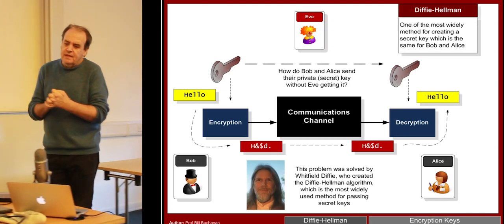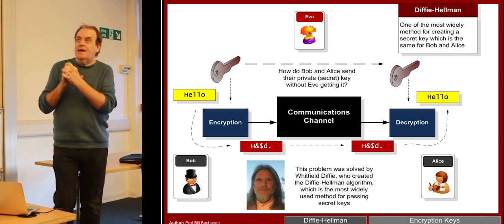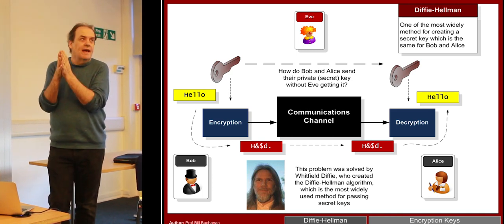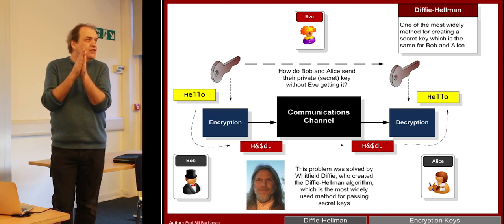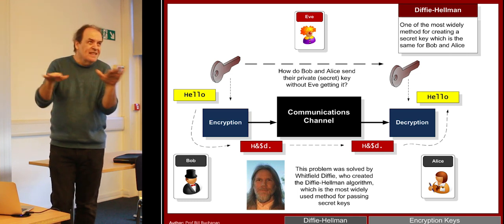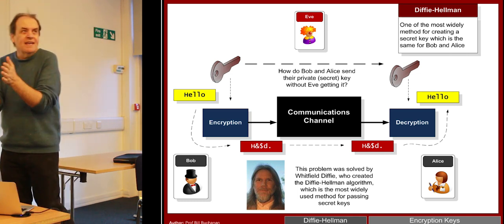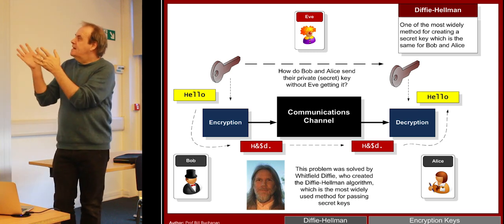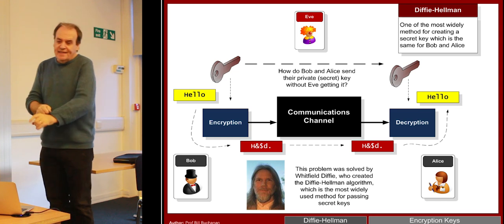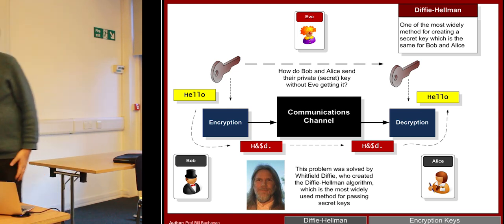The solution to this problem was found by Whitfield Diffie, and he and Martin Hellman wrote an amazing paper which really changed the world of security. This was even before public key encryption with RSA. They published this method, and it's still in use to this day.